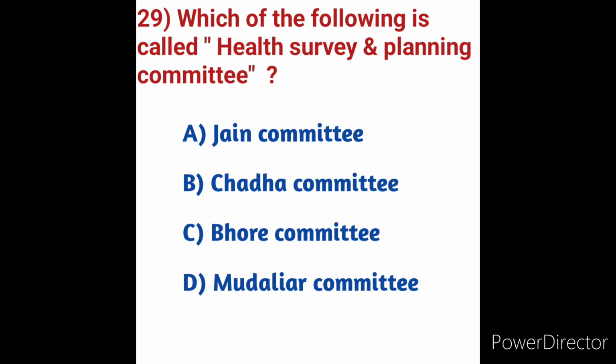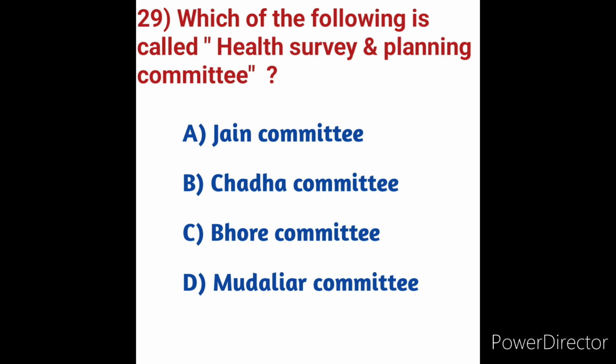Recognizing the importance of public health, the government instituted the Health Survey and Development Committee in the year 1943. The committee conducted a survey about health conditions and health organizations in the country and made recommendations for future development. The Health Survey and Planning Committee was the Mudaliar Committee. In the year 1959, what is the Mudaliar Committee? We will see. In the year 1959, the Government of India appointed another committee known as the Health Survey and Planning Committee.